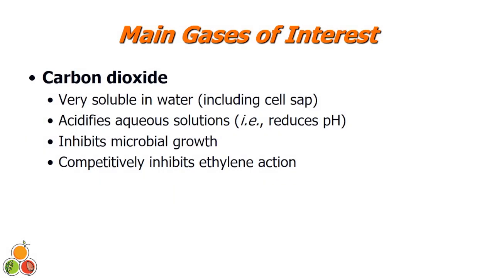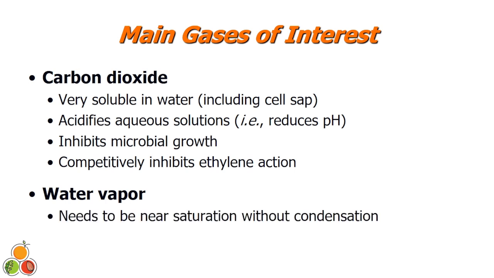Carbon dioxide is very soluble in water. It acidifies aqueous solutions. You heard Dennis Kostadius mention something about that. It inhibits microbial growth, and it also competitively inhibits ethylene action. Like I was describing for the 1-MCP, binding to the ethylene binding site, CO2 does the same thing, not as effectively, much more weakly, but that's why you have to keep CO2 from building up in a ripening room, because it'll counteract the effect of the ethylene that you're trying to use to ripen your bananas or mangoes or avocados. So those are all effects of elevated CO2.